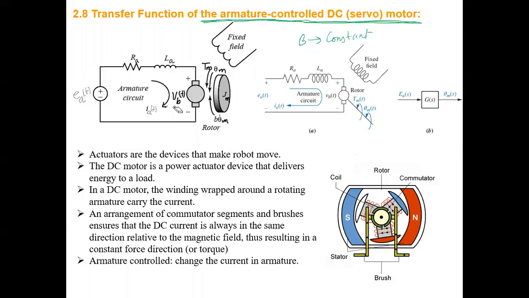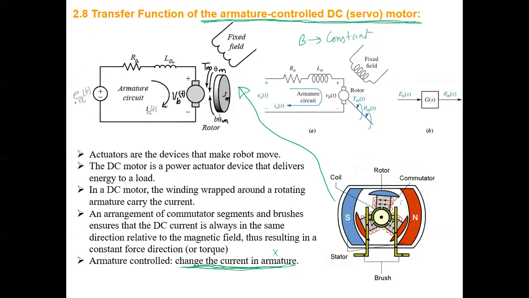Now our motor is armature controlled. What do I mean by armature control? Armature control means we change the current in the armature. There are two kinds of DC motor. Before I move on, let me explain this picture first. This picture is represented like this here.